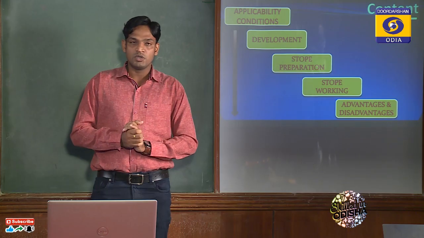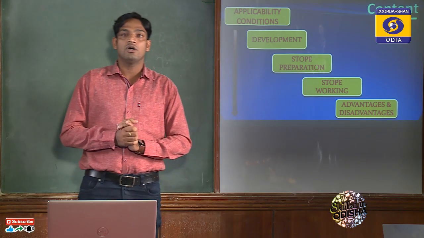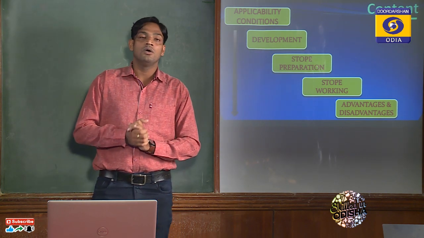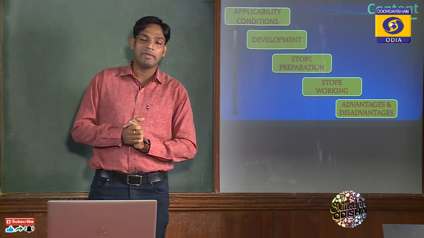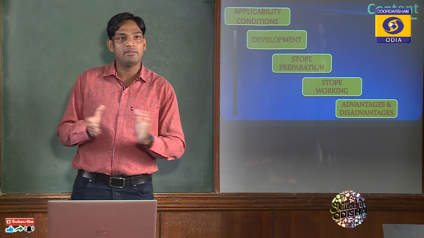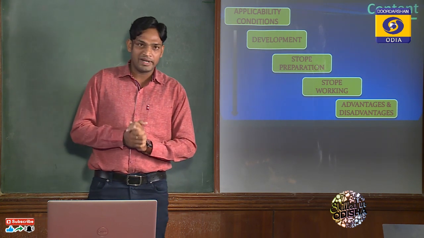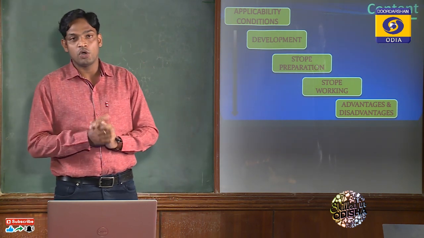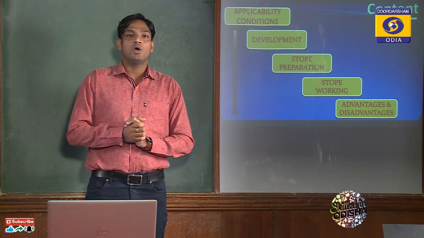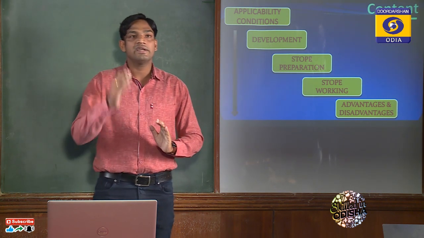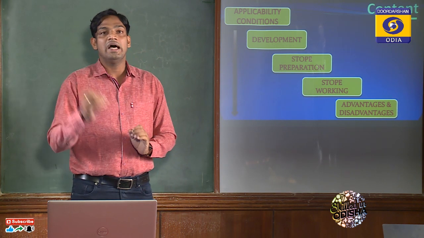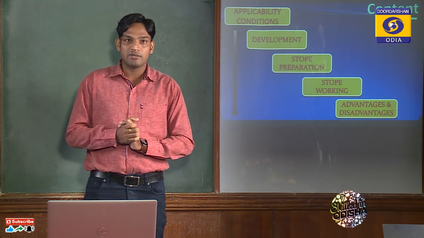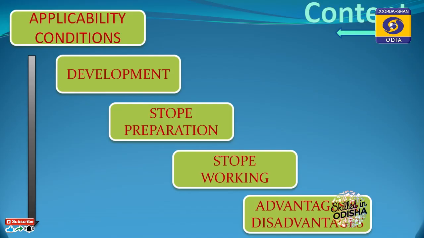Actually, when we start a method, we should know whether this stoping method is actually applicable to this ore body or not. So in applicability conditions, we generally determine the orientation of the ore body, the inclination of the ore body, and the geological aspects of the ore body, such that the ore body can be extracted by this method.